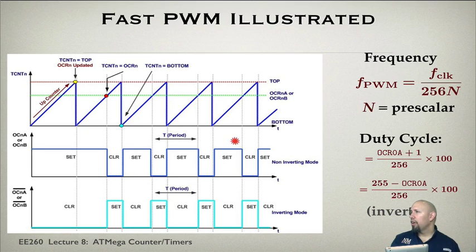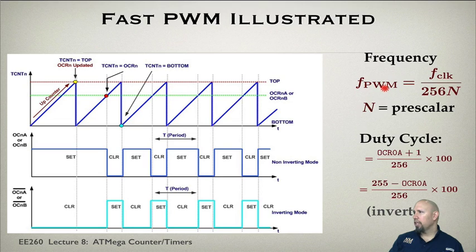Okay, so the frequency of the up-down clock, so this counting, is given by the clock frequency, which is 16 megahertz, divided by 256 and n, where n is the prescaler. Before, we had just the frequency of the clock divided by n when we were working with the timer itself. But now, since we have this thing that's counting from 0 to 255, that's where this number comes from. So we have all of this for pulse width modulation.